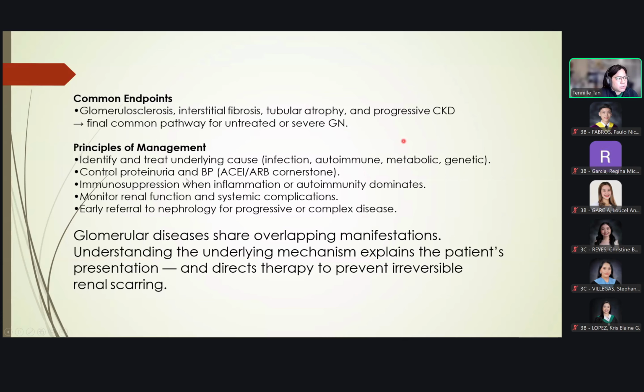We want to control proteinuria and blood pressure. ACE inhibitors and ARBs are our cornerstones of therapy, and then immunosuppression when inflammation or autoimmunity dominates the picture. We want to monitor the patient's renal function and look out for any systemic complications. And of course, early referral to nephrology for progressive or complex disease. So glomerular diseases often share overlapping manifestations, and understanding the underlying mechanism will explain the patient's presentation and direct you to therapy to prevent irreversible renal scarring.